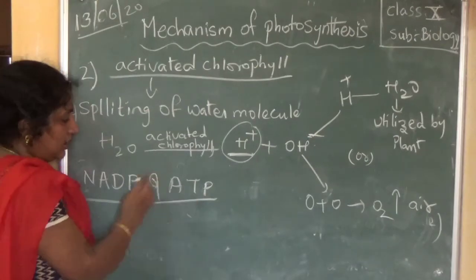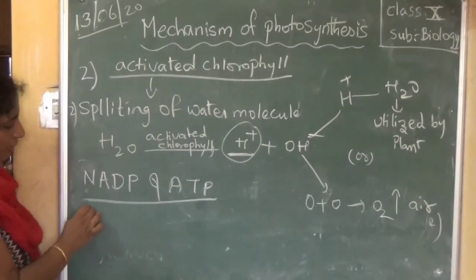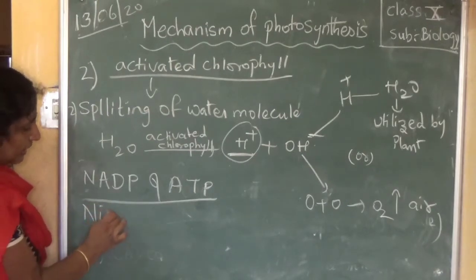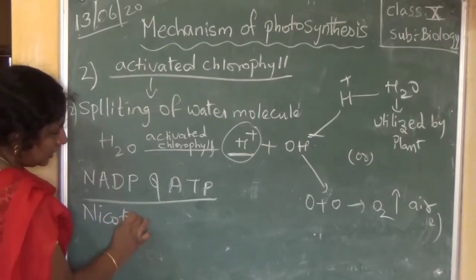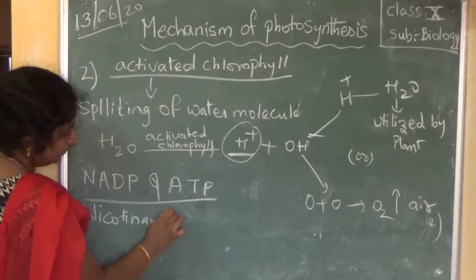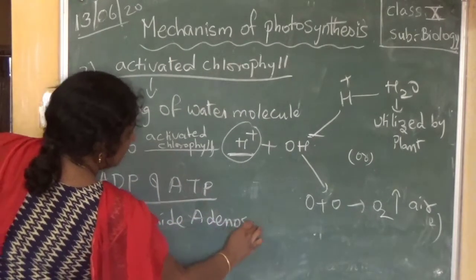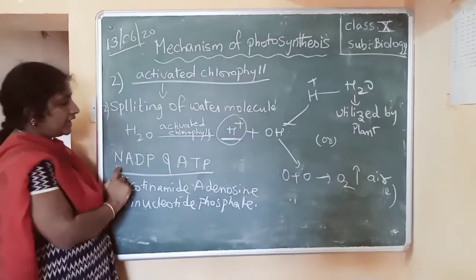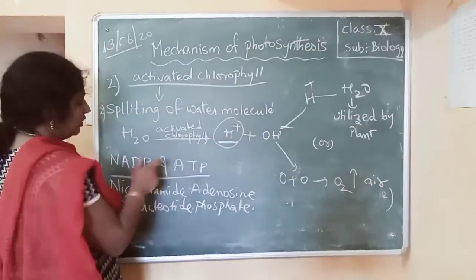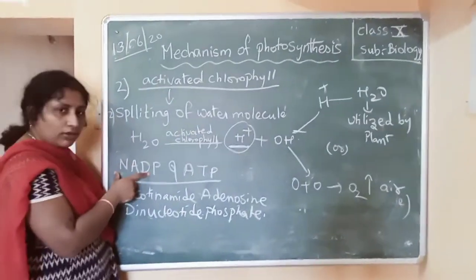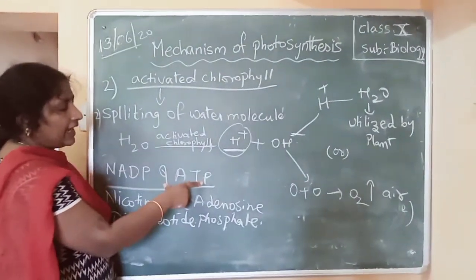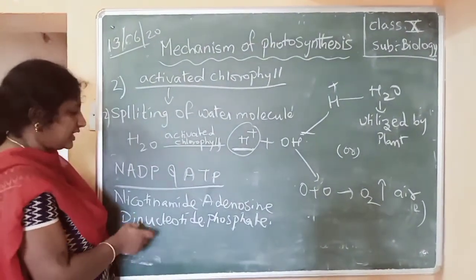What is the full form of NADP? Nicotinamide adenosine dinucleotide phosphate. First, let us know about NADP and ATP, then we will go to the third step.